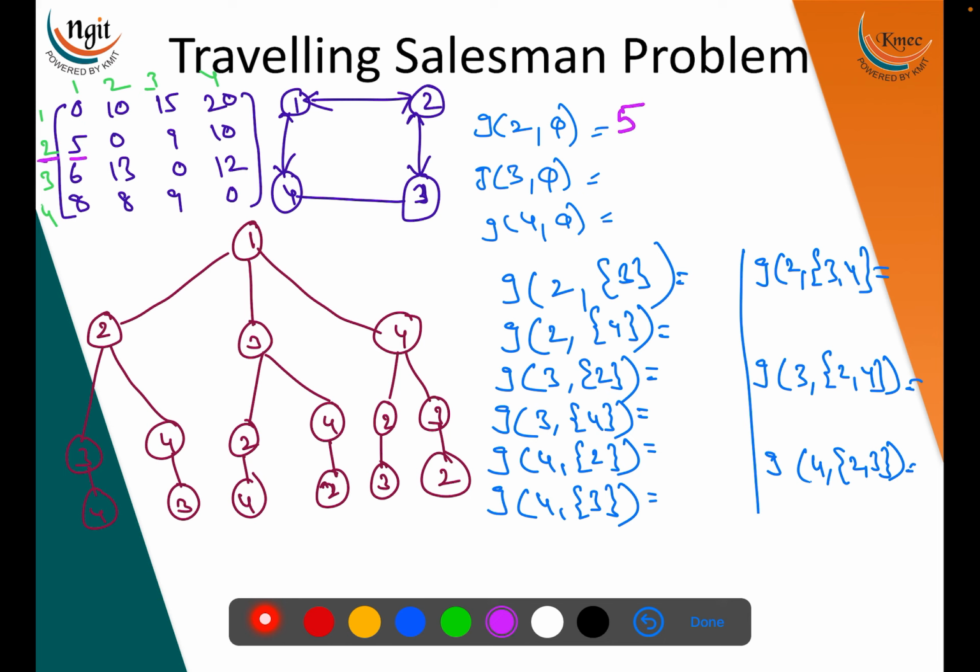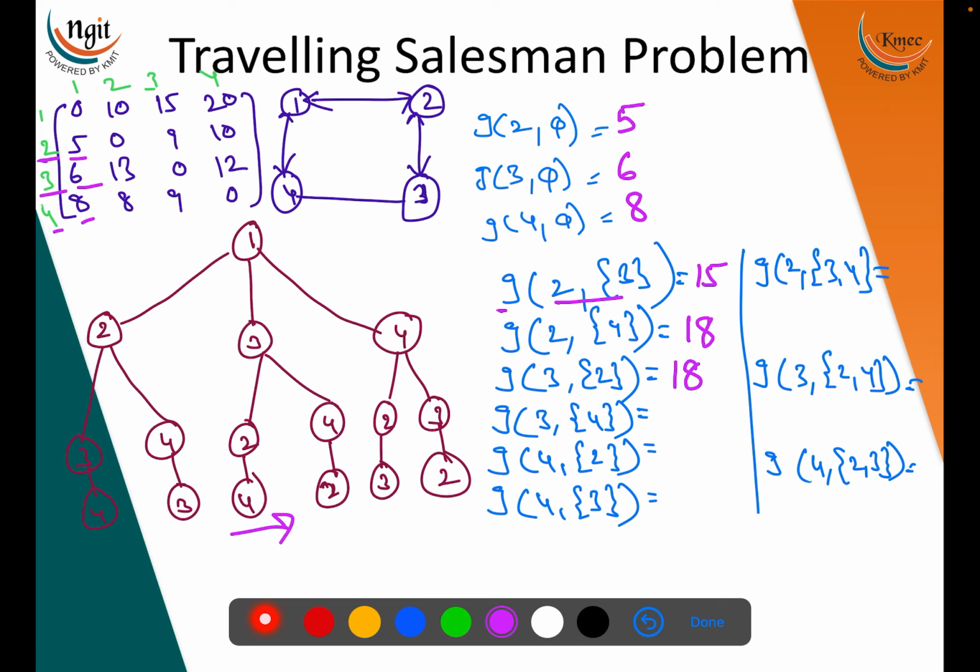is 5. These values have to be reflected in your paper along with the recursive tree. And the 3 comma pi value is what? 3 comma pi, 3 comma 1, it is 6. And the 4 comma pi value is 8. After that, the g(2, 3) value also you have to write. What is the g(2, 3) value? The value is 15. From the last diagram you can write all this. The 2 comma 4 value is 18. So how did I get this 2 comma 4, 2 comma 3 value? You can write the complete formula.